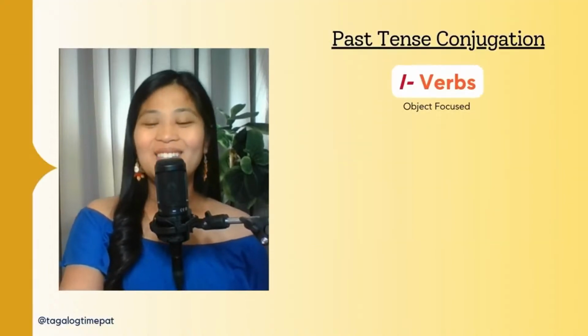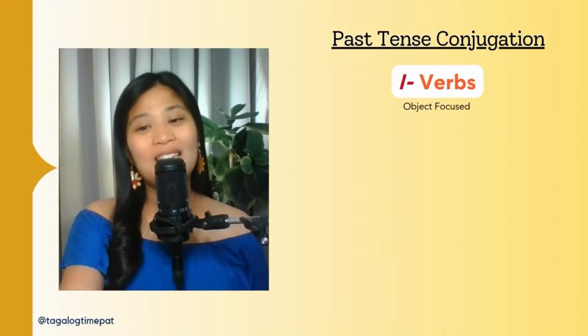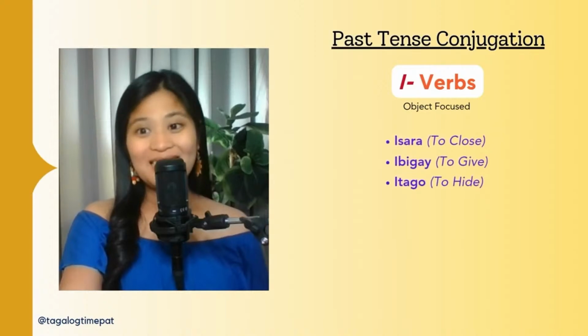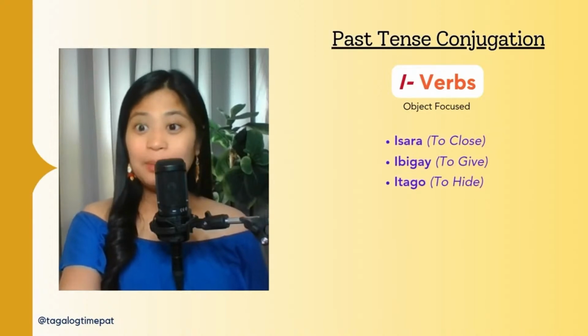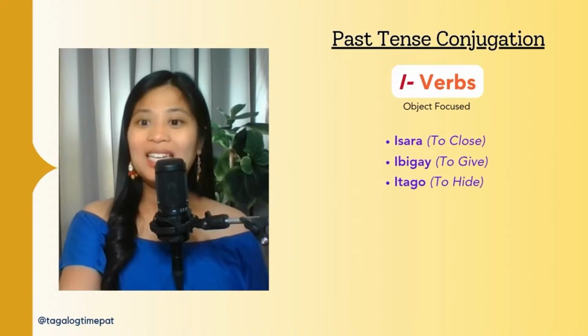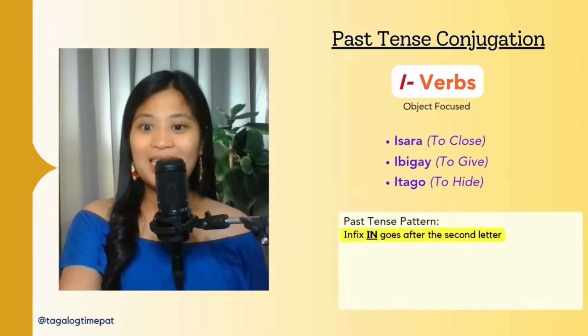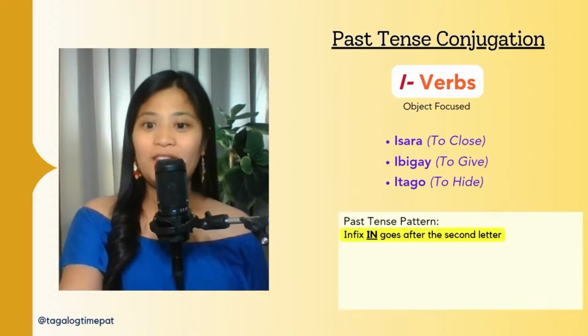All right, so now lastly, let's take a look at verbs. These are usually object focused, and here are some examples. Isara means to close. Ibigay means to give. Itago means to hide. In the past tense, the infix in goes after the second letter for verbs.